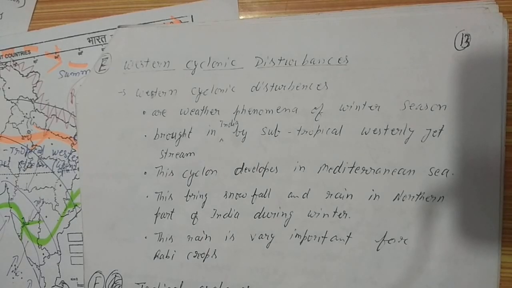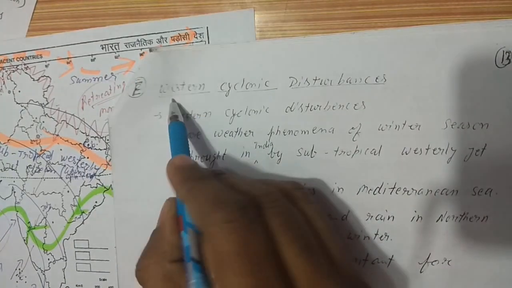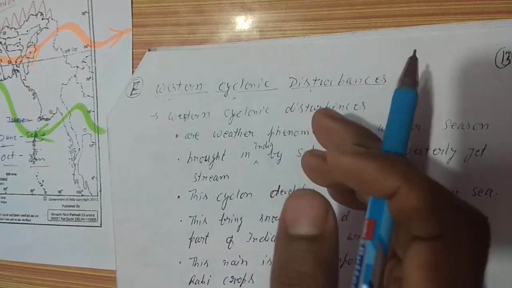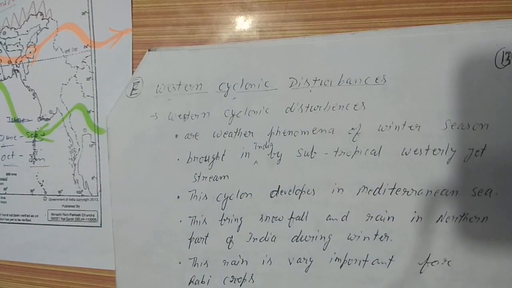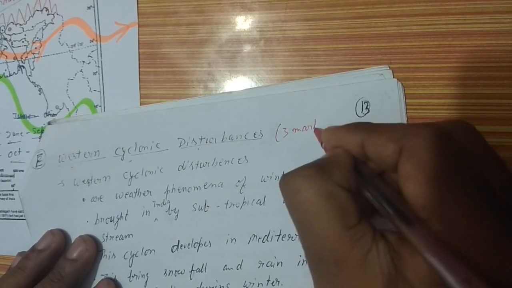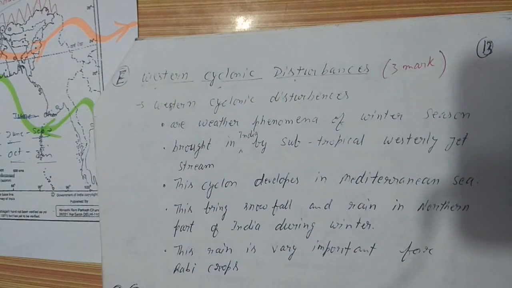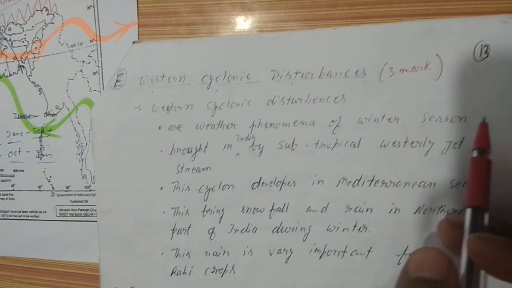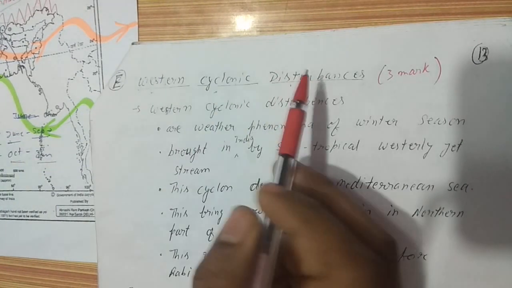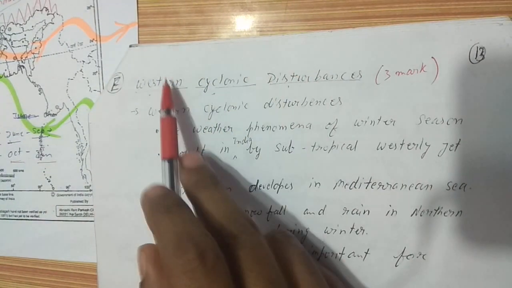So what is this western cyclonic disturbance? As the term says, western cyclonic disturbances. A question might come as a 2 marker or 3 marker, so you must learn this one. What is western cyclonic disturbances? As the term says, we will frame the definition from this only.